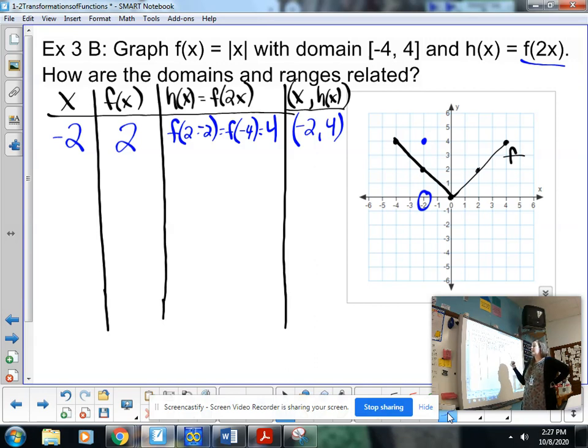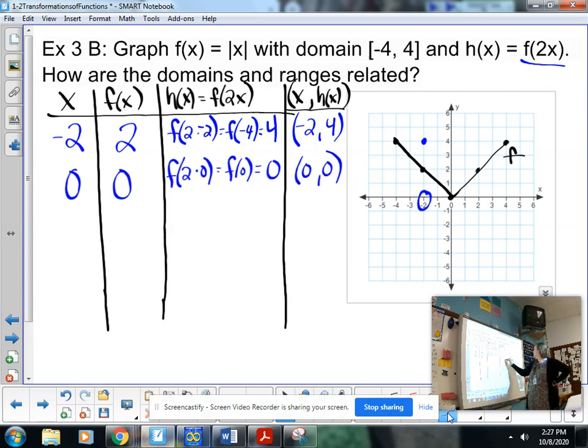We could also do -1 because I can multiply -1 by 2 and get -2. But I'm going to skip that one. I'm only going to do 3 points so we can get a good picture here. So I am going to do 0, because 2 times 0 is f of 0, and at 0 we get 0. So this point also does not change, like it didn't change in the last example.